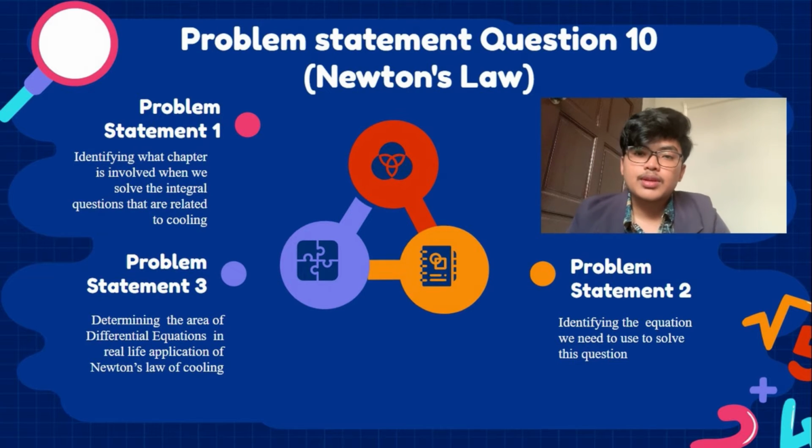The first problem statement we found is what chapter is involved when we solve the integral question that is related to cooling. The chapter we can refer to is Newton's law. The next problem statement is what equation we need to use to solve this question. One of the equations that we can use is dT/dt equal to minus k bracket T minus Ta. Last but not least, another problem that we found is which area is considered in the application of Newton's law of cooling.